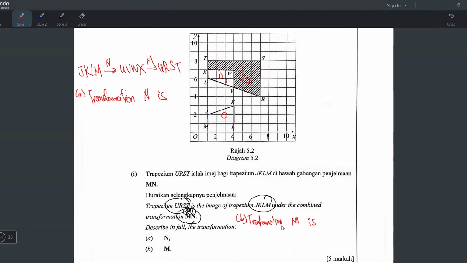Okay, now it's time to determine which transformation it is. So for N, we will focus on JKLM and UVWX, and it's very obvious. JKLM to UVWX, it's reflection. But for weak students yang tak pandai tengok, awak boleh guna cara ni.